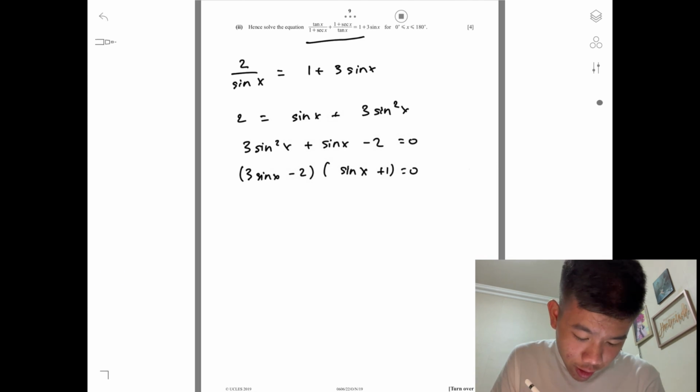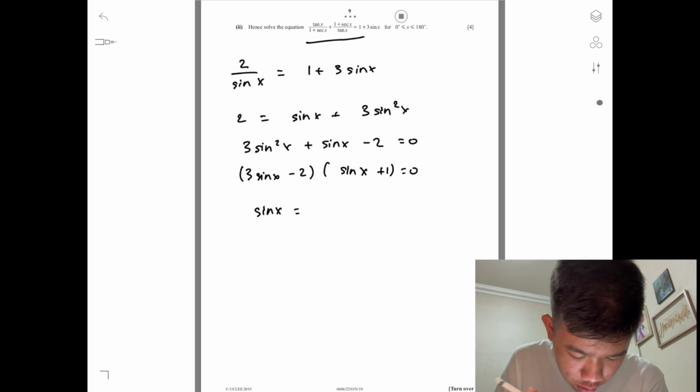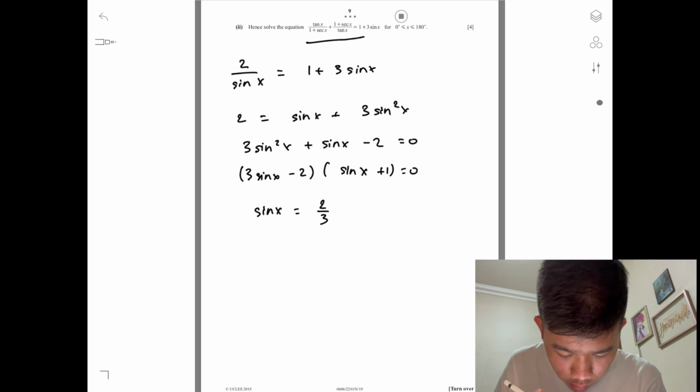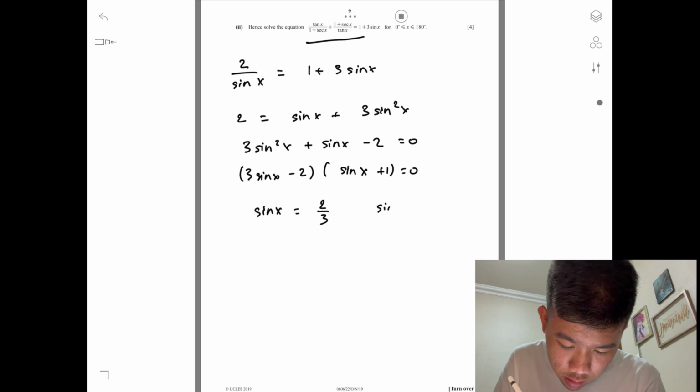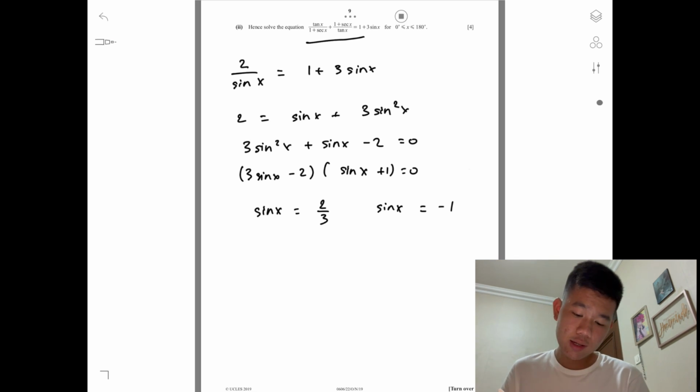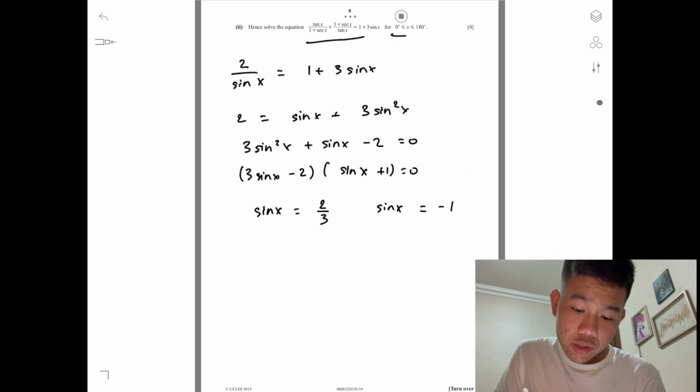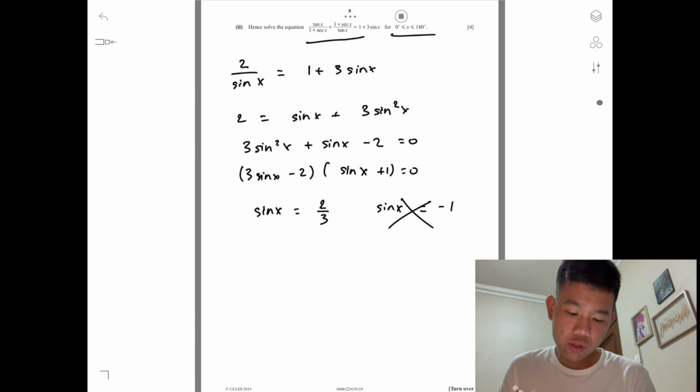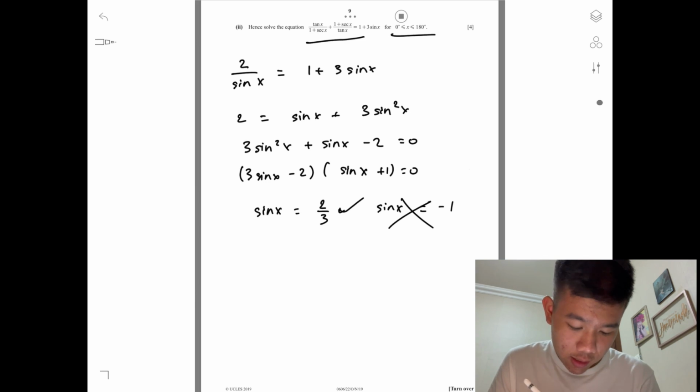Then here we can just rewrite sine x as equal to 2 over 3. And then for this one, sine x is equal to negative 1. Since the range is here, I think that this will not be possible. So let's just take this one. The range is 0 to 180.